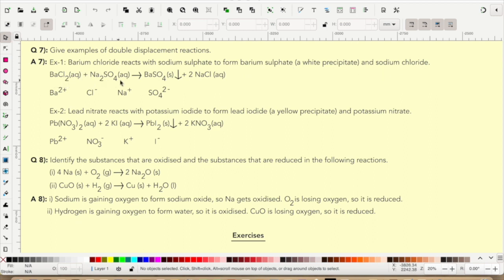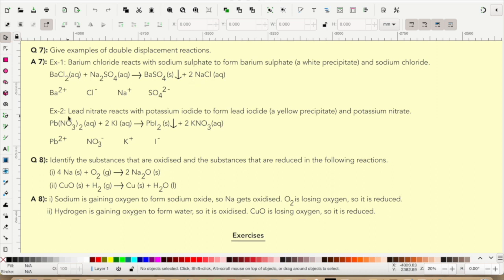BaCl2 plus Na2SO4 makes BaSO4 plus 2 NaCl. This is a balanced chemical equation. BaCl2 consists of Ba++ and Cl- ions. Na2SO4 consists of Na+ and SO4-- ions. Ba++ combines with SO4-- to make BaSO4. Na+ combines with Cl- to make NaCl.